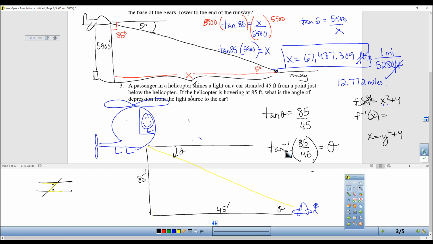I'm switching, because it's an inverse function, I'm switching these two places. So now you can type this into your calculator. And as long as your calculator is in degrees, it'll tell you the correct answer. So inverse tangent of 85 divided by 45, theta comes out to be 62.103 degrees. That's the angle of depression. That's what this angle is when he's looking down.